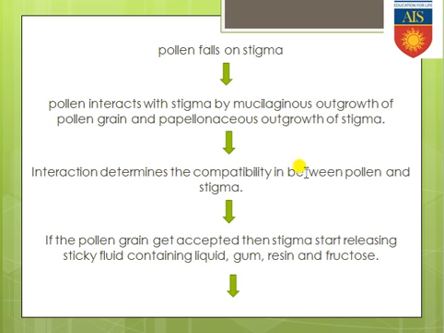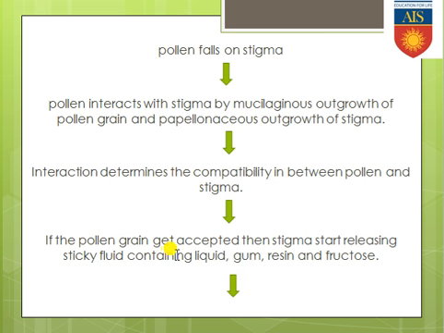But before that also, interaction determines the compatibility between pollen grain and stigma. Whether the pollen grain has come from the same flower, or the pollen grain has come from a different flower, or from a different species of flower, that compatibility is determined on the surface of stigma only, because when the interaction is happening between the pollen grain and stigma, stigma obviously tries to judge the pollen grain whether it has come from the same flower or a different flower, or from a different species of plant even.